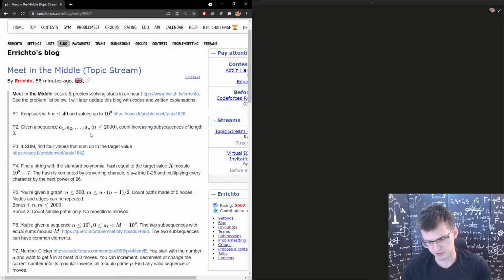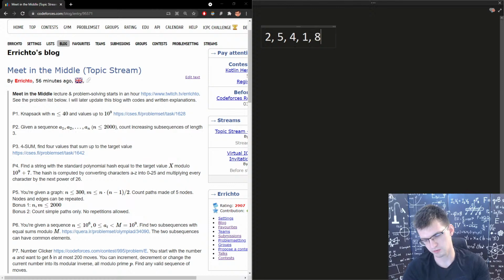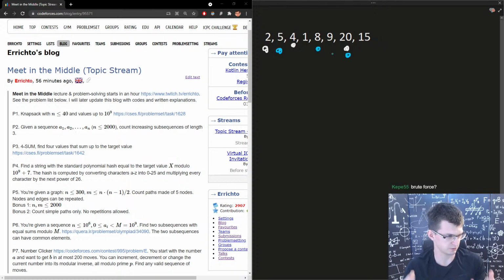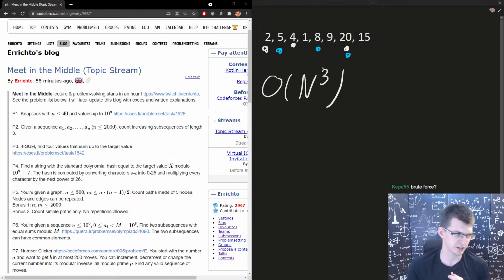Second problem. Given a sequence, find increasing triples. For example, if the sequence is, let's say, 2, 5, 4, 1, 8, 9, 20, 15, then there are for sure many triples. One of them is 2, 4, 20. Something else, 5, 8, 20, and so on and so on. Brute force is n cubic. Iterate over all the triples and check them.